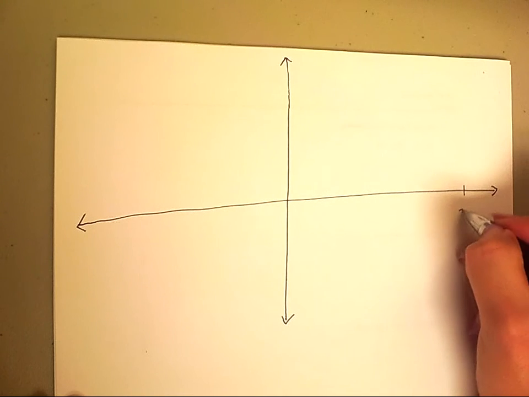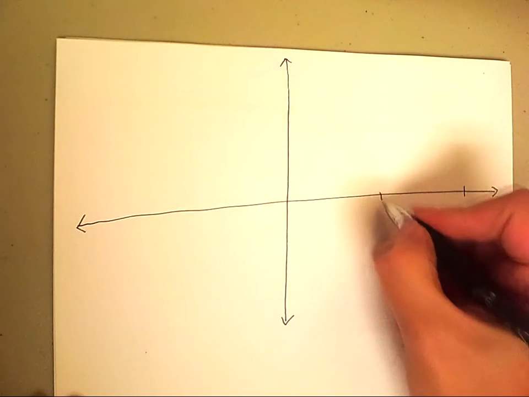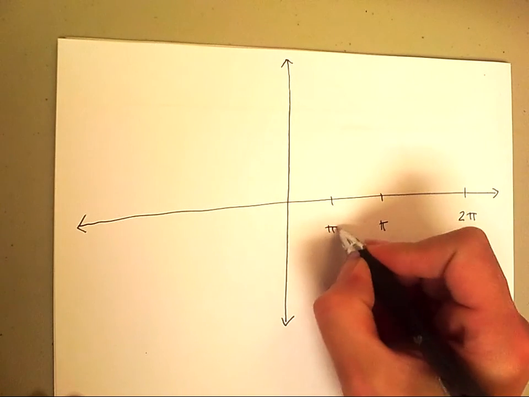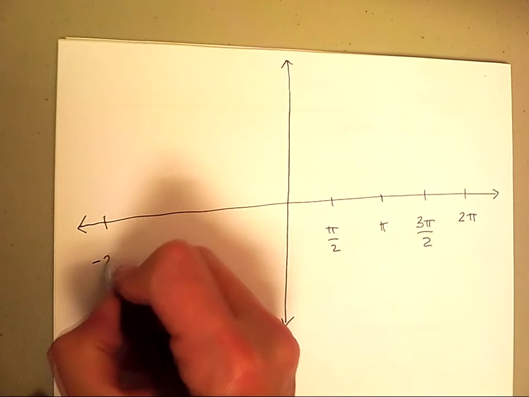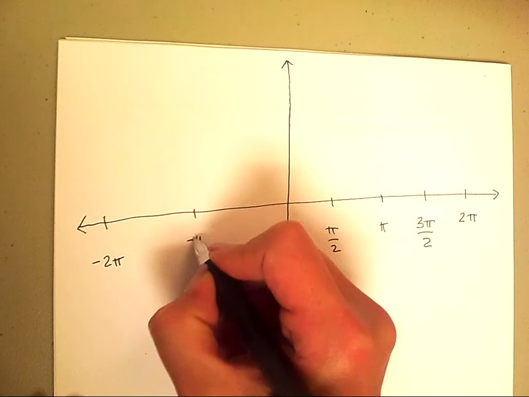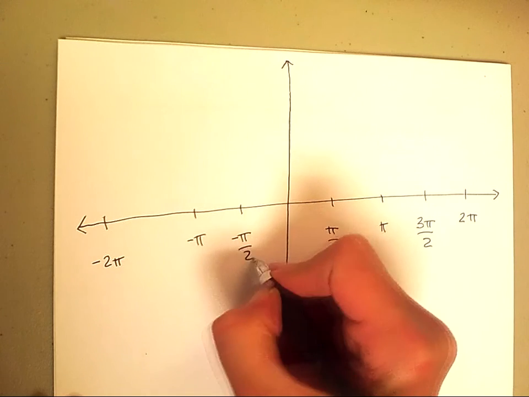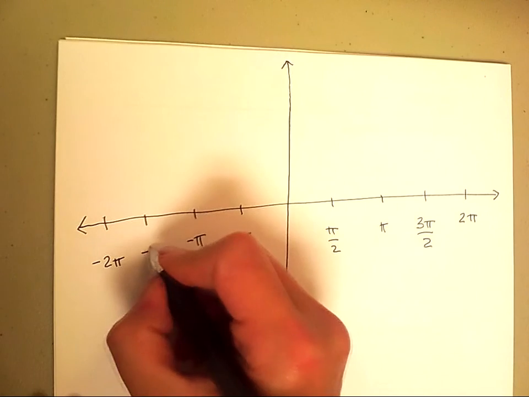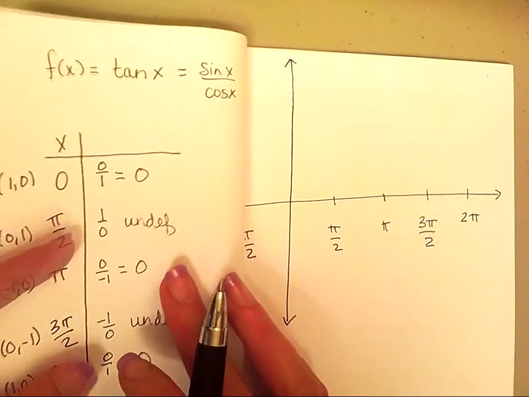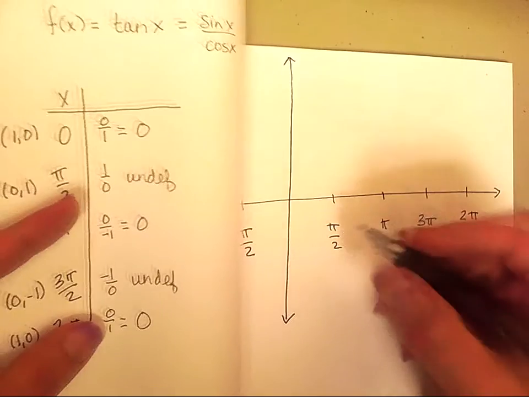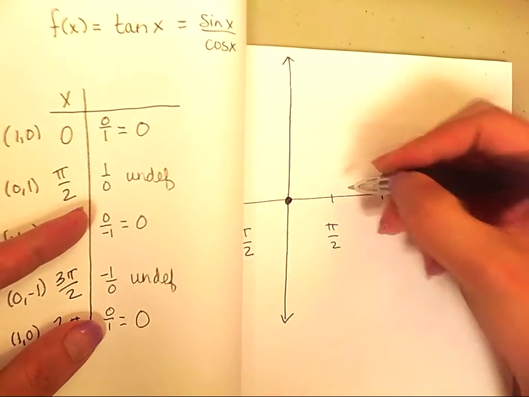Since we're going to 2 pi, we'll go up some direction here, 2 pi, then half of that's pi, half of that's pi over 2, half of that's 3 pi over 2. Down here is negative 2 pi, negative pi, negative pi over 2, and negative 3 pi over 2. From our list, then, we can see in the positive direction, at 0, we get the point 0.